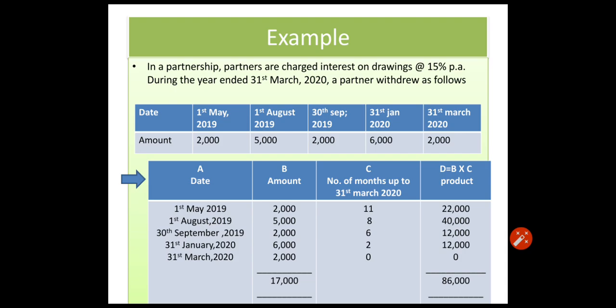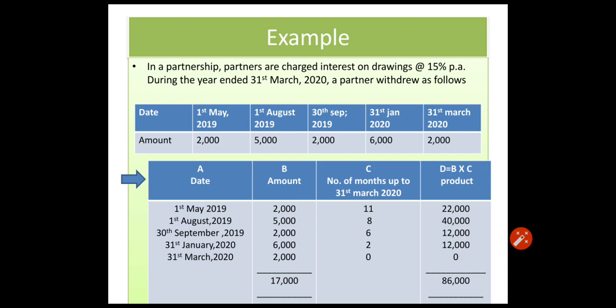Now, as we know, the first withdrawal was made on 1st May 2019. So, in the date column, we are going to record all the dates. That is 1st May 2019. Then the second withdrawal was on 1st August 2019. Third on 30th September 2019. The fourth withdrawal was on 31st January 2020. And the last withdrawal was on 31st March 2020. So, record all the dates in column A.